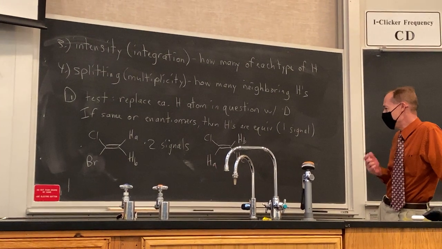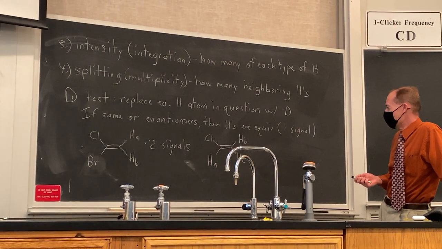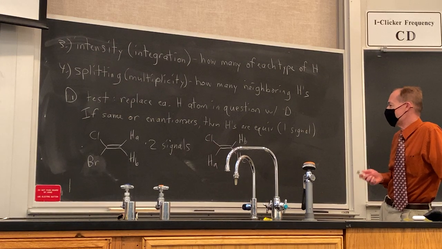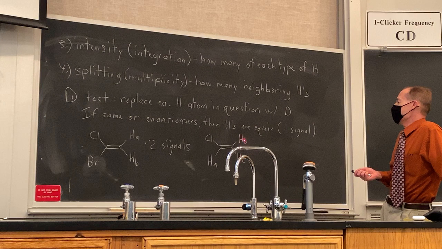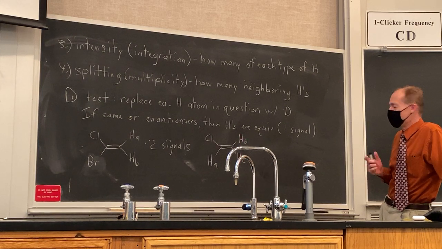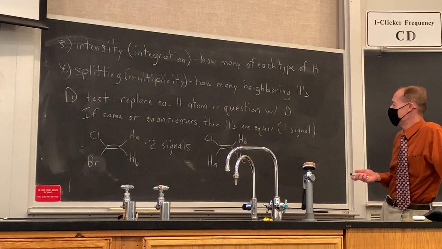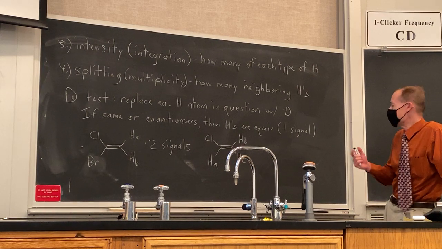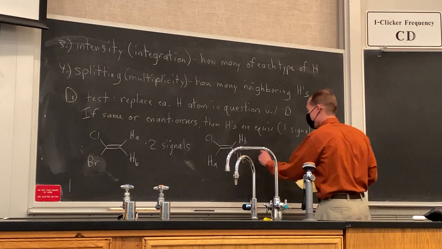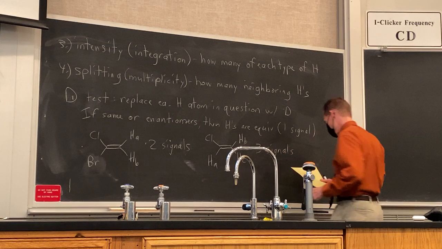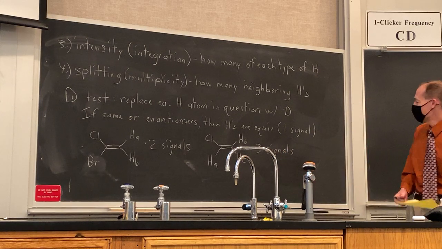Of course, HA is on a different carbon from B and C, and it's a different type of carbon. It bears a chlorine. And then B is cis to the chlorine, and C is trans to the chlorine. So if we replaced B and C with deuterium, we would obtain compounds that would be diastereomers of each other. So we would see 3 signals in the proton NMR of this compound. Okay?